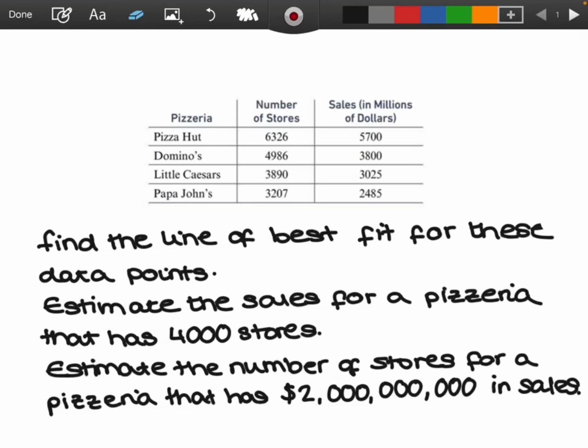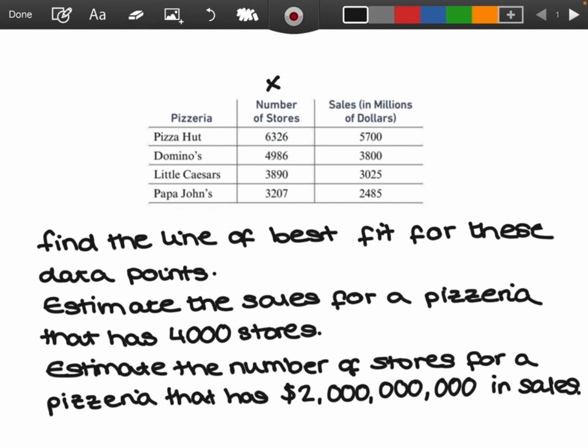So this is the problem that we're going to be solving on our calculators. We're going to be finding a line of best fit for this particular data where we are comparing the number of stores for a particular pizzeria to their sales in millions of dollars. We are going to assume here that the sales of a particular pizzeria depend on the number of stores that they have, because we're going to assume that the more stores they have, the larger the sales. So we're going to find a line of best fit for these data points where the number of stores is our X value, and sales is our Y value.